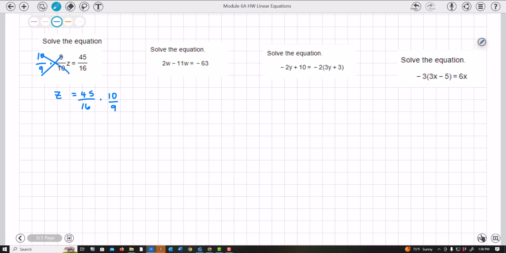Now here I look to see, are there some things that can be canceled? And I know 9 goes into 45 5 times. And then I could see, well, I could take 10 and divide it by 2, which would give me 5, and 16 divided by 2, which would give me 8. And I don't think anything else here can reduce, so 5 times 5 is 25, and then over 8.